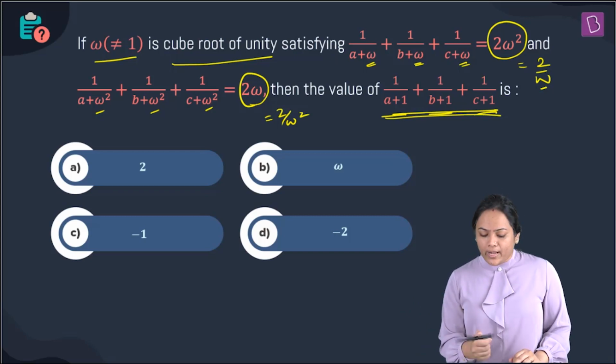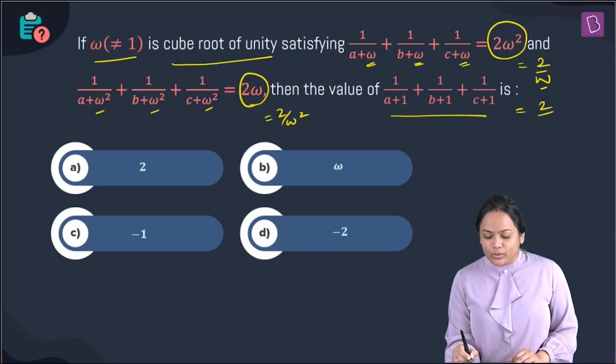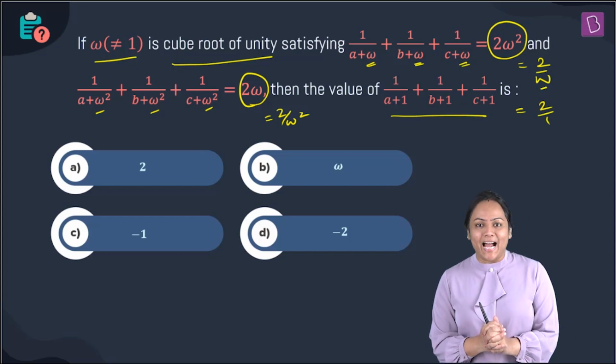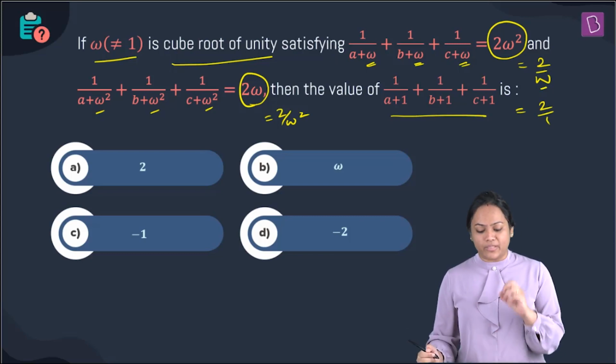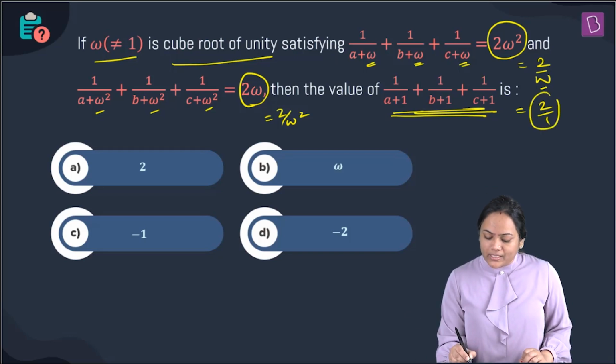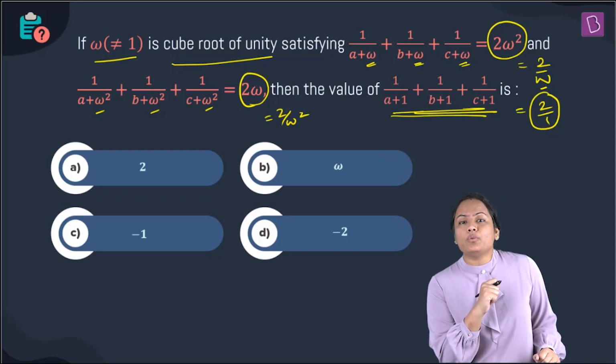I have to get the value of this expression. So can I say that this will be directly equal to 2 by 1? No, I cannot say it like that. I have to first prove that this can take only one possible value, that is 2 by 1, and no other value. How we are going to do this?